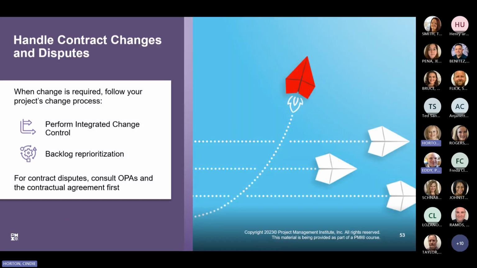So this slide basically restates what I just said, but calls out that for predictive approaches, the perform integrated change control process is executed for required changes, whereas for adaptive approaches, backlog reprioritization is what must occur. Where there are contractual disputes, the project manager will consult the operational process assets or OPAs and the contractual agreement first. We'll cover the topic of contract changes in more detail in our last topic, topic E.